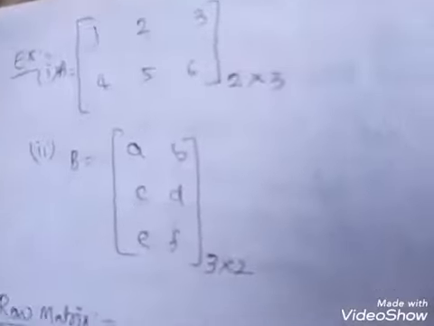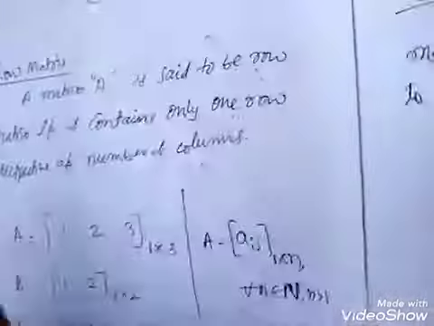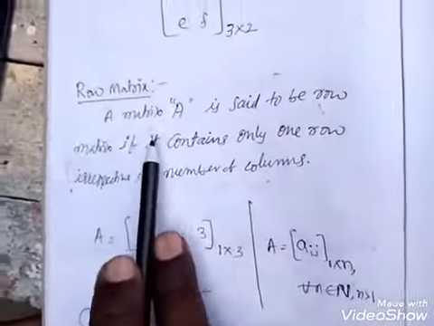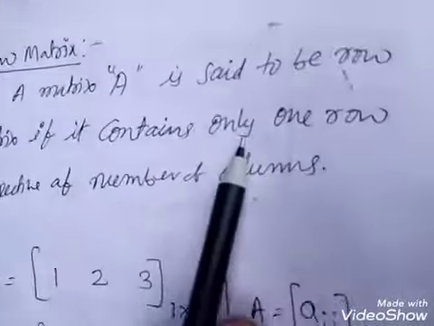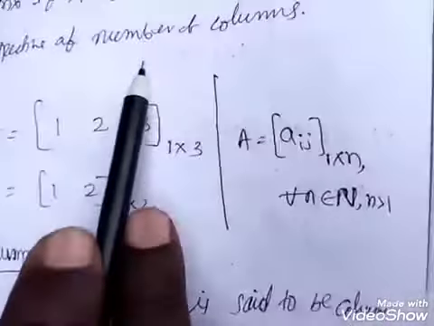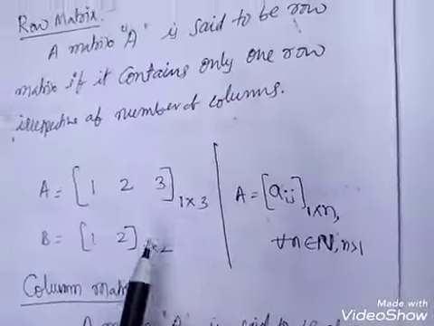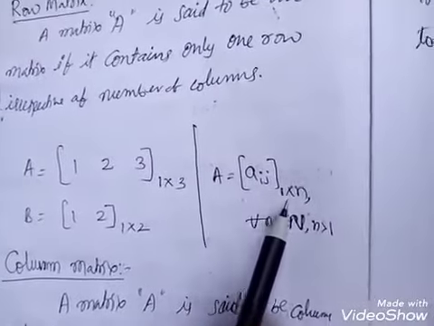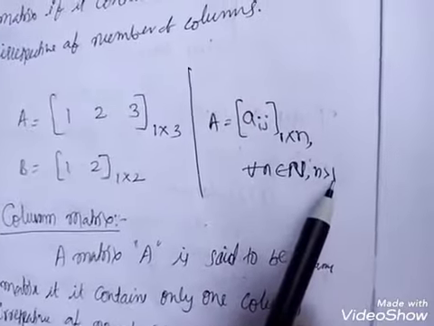Now, the row matrix and the column matrix come under the rectangular matrix. Let a matrix A be said to be a row matrix if it contains only one row irrespective of the number of columns. Observe there, only one row; here 3 columns are there, here 2 columns are there. That means a_ij is 1 by n for all n belonging to N, n greater than 1.